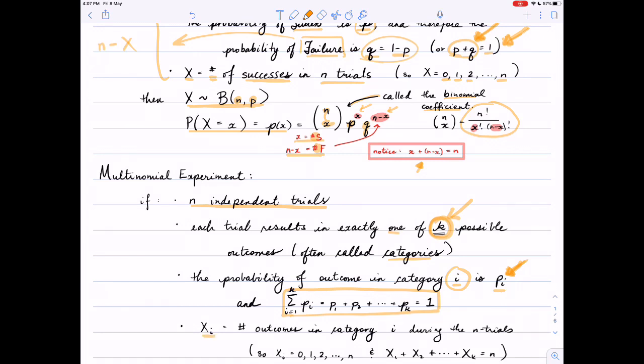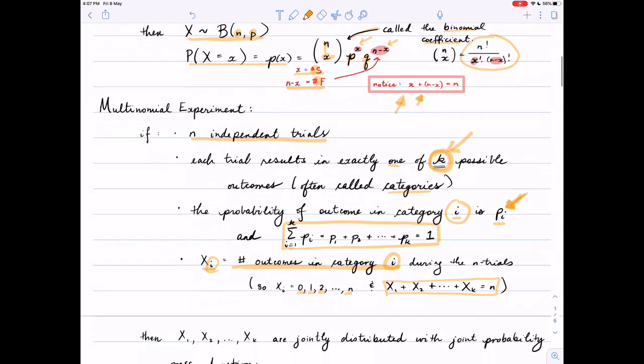If xi measures not the number of successes, but there are more than two categories, so it measures the number of outcomes in a category, right? X sub i measures the number of outcomes in category i during the n trials. So x sub i could be from 0 all the way up to n. But then, of course, just like the number of successes and the number of failures had to add to n, the number in each category has to add to n.